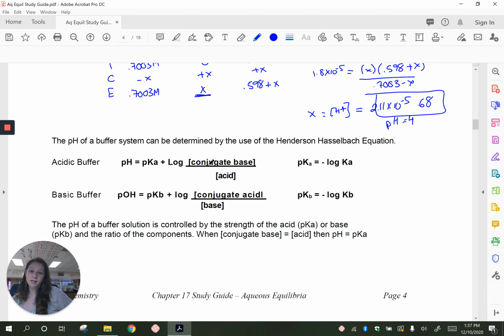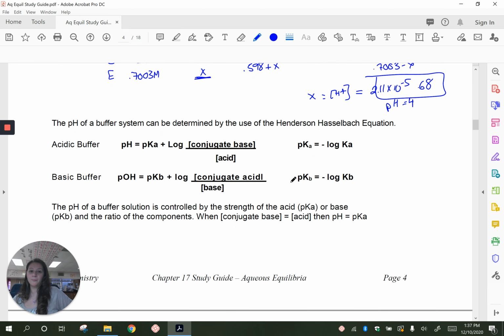You use this equation if you are doing an acidic buffer like acetic acid with acetate. You use this equation, which is pretty much the same, everything is flipped though, for a basic buffer. So if I have ammonia with ammonium ion, then that's when I would use this one. So this one would solve for the pOH, you'd use Kb, and these are flipped: conjugate acid over base as opposed to base over acid. P again just means negative log. So pKa means negative log of Ka, pKb means negative log of the Kb.